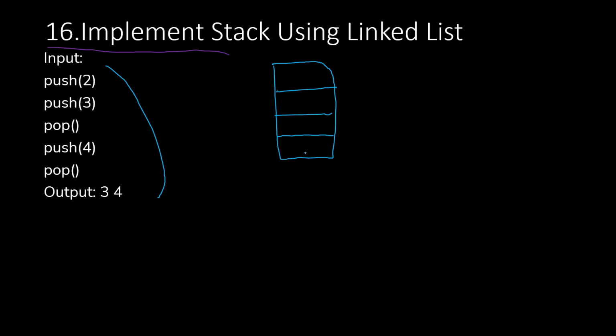Now it is saying we have to push 2. We have pushed 2. Now it is saying push 3. We have pushed 3 now. After that it is saying to pop. These are two push operations. This is one push operation, this is another push operation. Whenever a pop operation is used, the last entered element will come out of that structure.